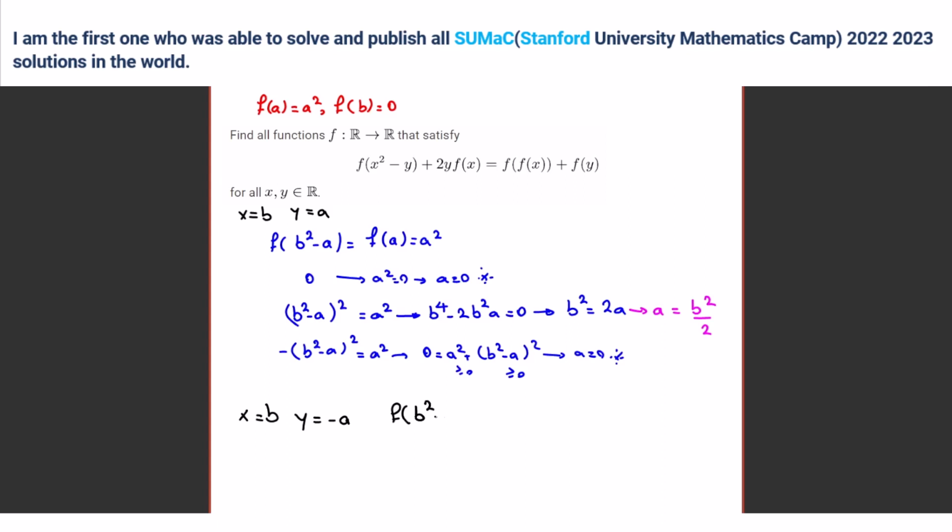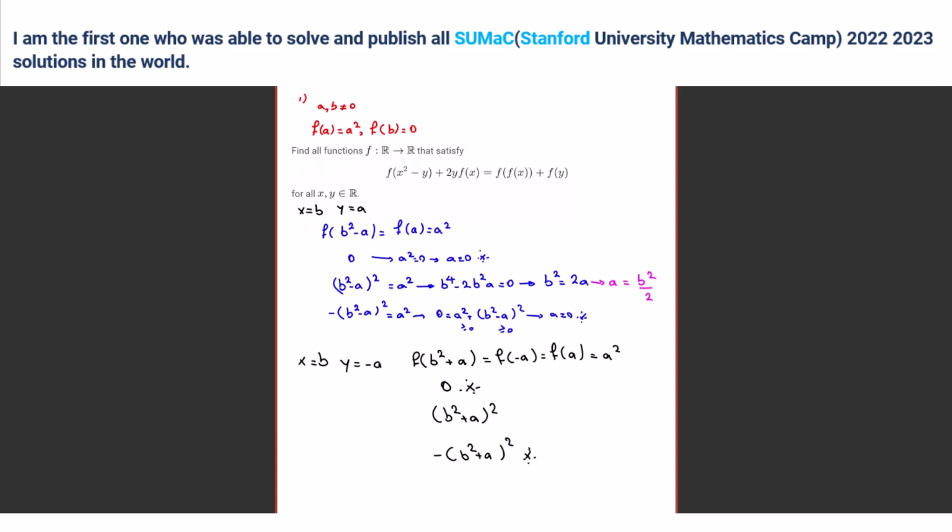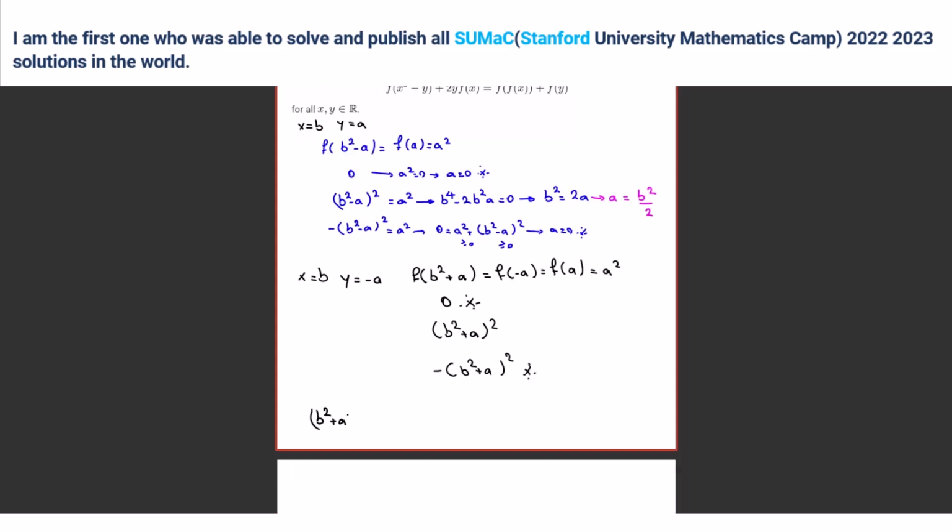f of b squared plus a. This one is 0, f of negative a, which is equal to f of a, right? And we know it's a squared, right? Right. Because it is 0, then we prefer to use 0 for x, f of b for x, because we can cancel these two terms, right? Now again here, it can be 0 or b squared plus a squared minus b squared plus a squared, right? So this one is a contradiction, this one also a contradiction, because like the previous case, you can take it to the right side and both of them should be 0. So we can conclude b squared plus a whole squared is equal to a squared, right?